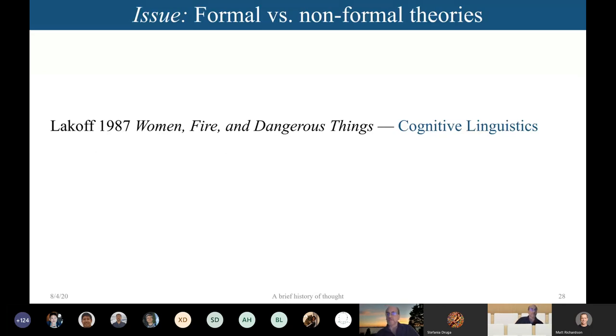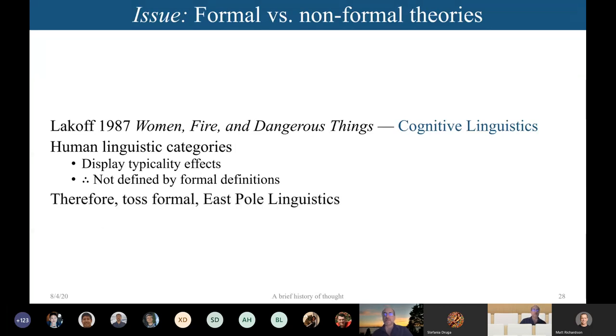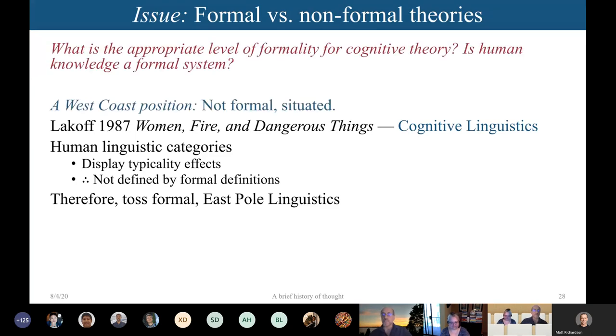But here, it's connections to cognition that are emphasized. Lakoff argued that human linguistic categories, like noun or the phoneme B, display typicality effects, that they are therefore not definable by formal definitions, and that therefore linguistic knowledge cannot be a formal system. Therefore, we can toss the formal approach at the East Pole to linguistics. On the general question, what is the appropriate level of formality for cognitive theory? Is human knowledge a formal system? Cognitive linguistics says, hell no.